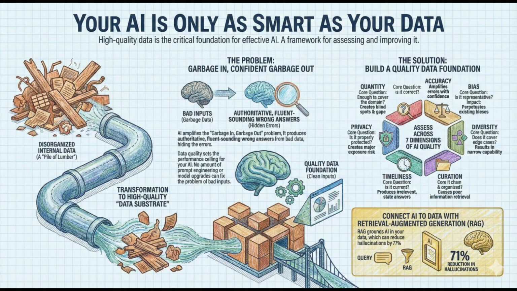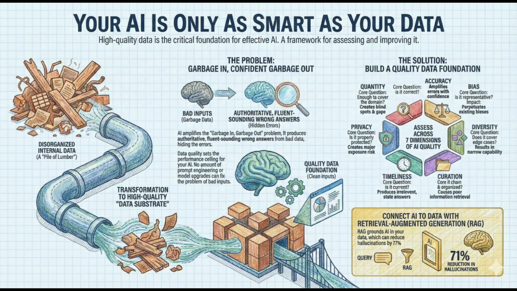Okay, so if the data is that important, what makes it good? We have to go beyond just clean it up. We need a framework. And the book gives us one. The 7 dimensions of data quality. A failure in any one of these degrades the entire output. This is the audit checklist that most organizations have just never run. All right, let's walk through them.